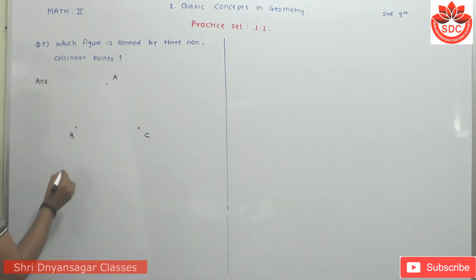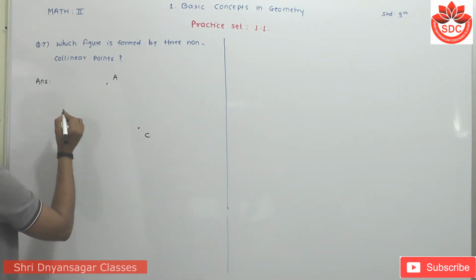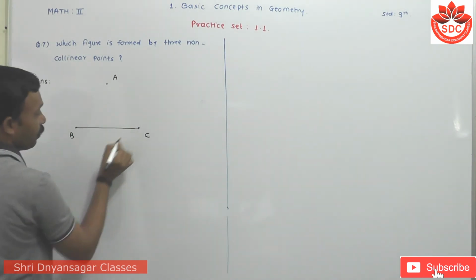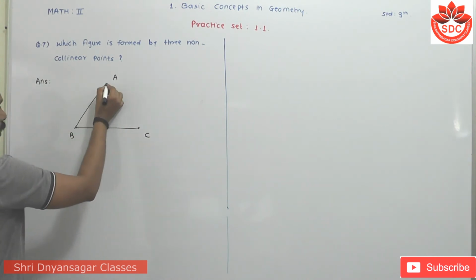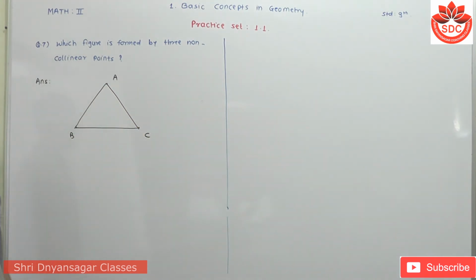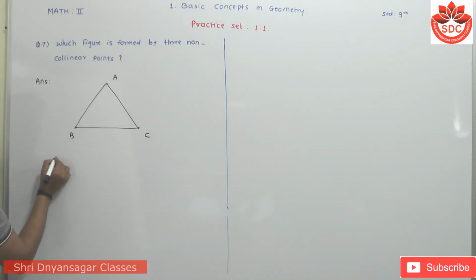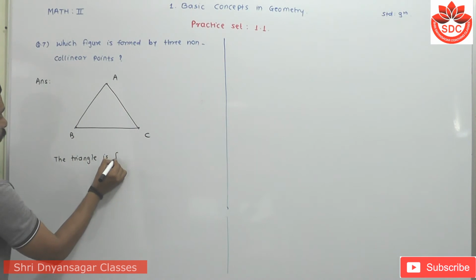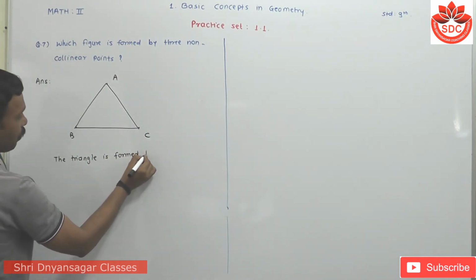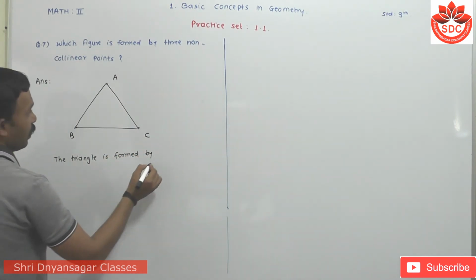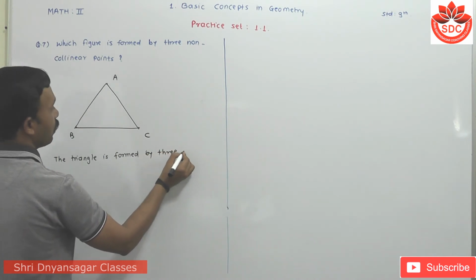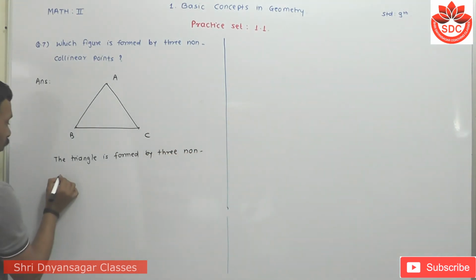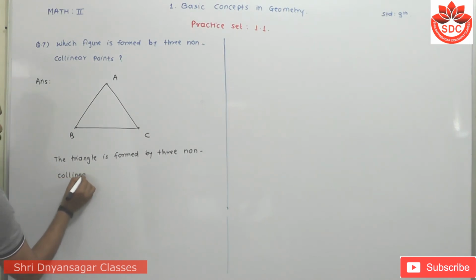By using 3 non-collinear points, we can draw the figure by joining BC, AB and AC. Then the figure formed is a triangle. So the answer is: the triangle is formed by three non-collinear points.